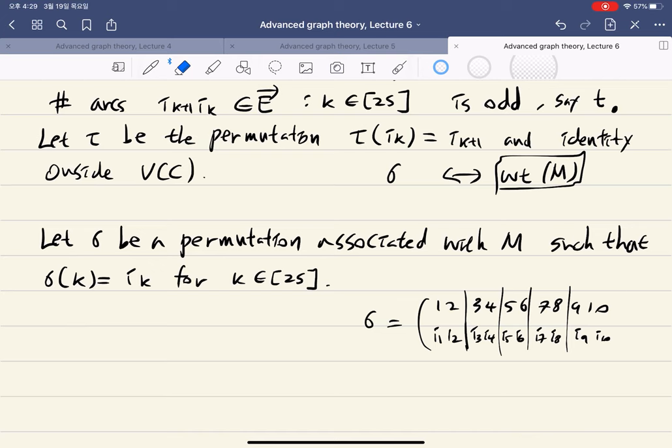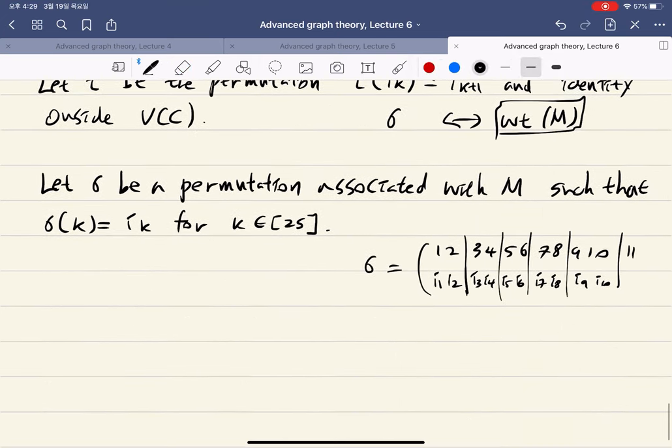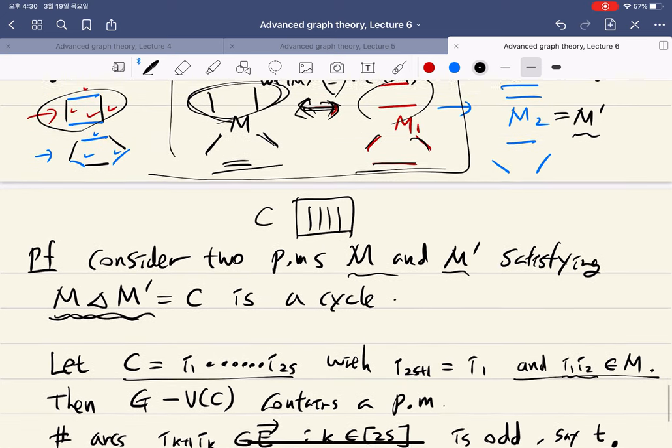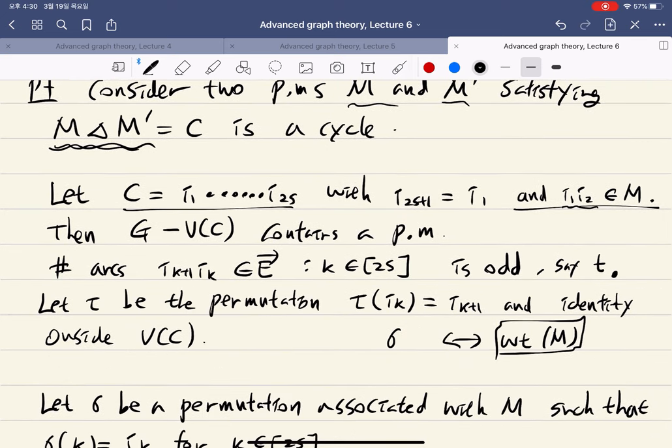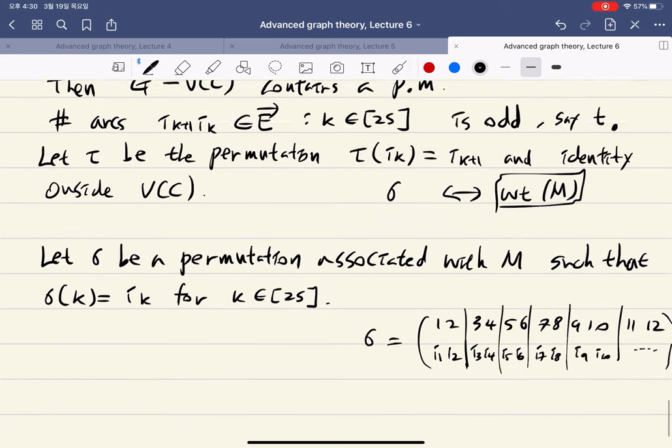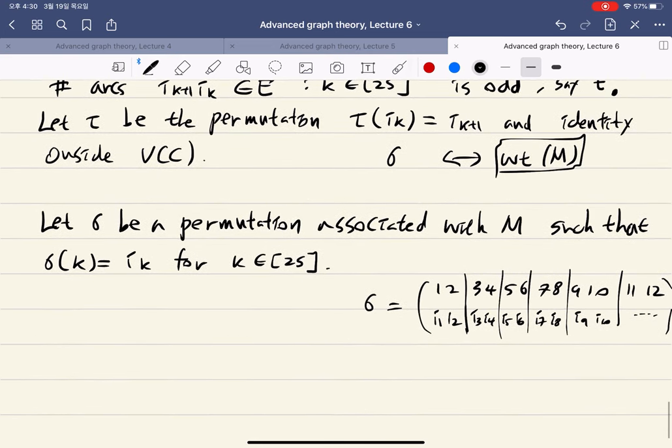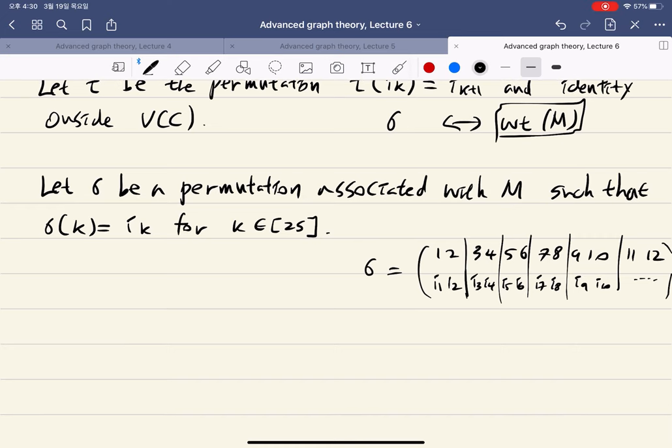And there are more, because M has edges outside of C as well, but there you just assign it in an arbitrary way. We don't really care, as long as it makes sense. If M has outside of C two numbers that match, then you can put them here in any order. It doesn't matter.